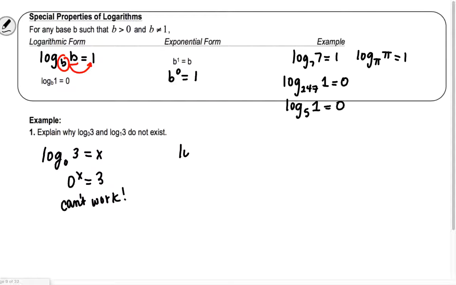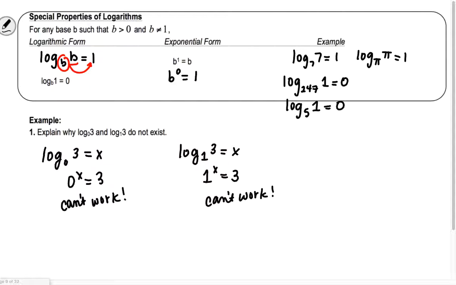And then the same idea here. What if I have log base 1 of 3 is equal to x? Well, when we switch it, it's saying 1 to the x equals 3. 1 to some power equaling 3, that's not possible, right? It's going to be 1. So this can't work as well. So we can't have a base as 0 or 1.